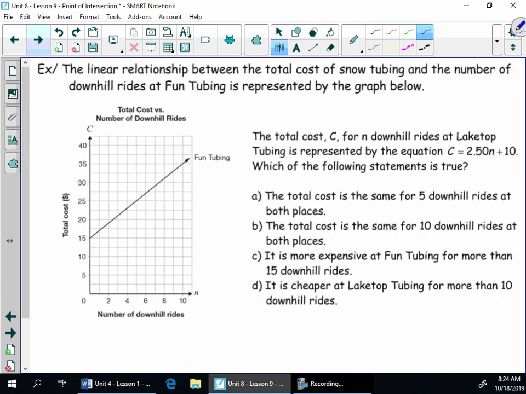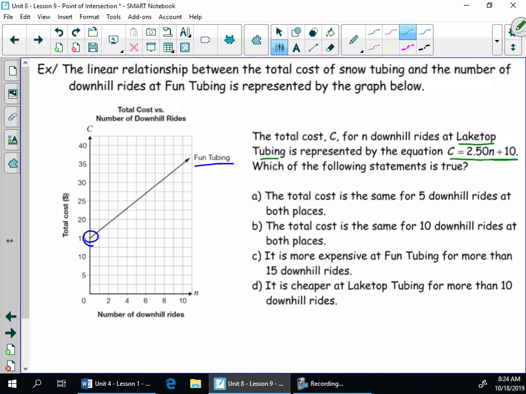Okay, we'll try one more example here. The linear relationships below between the total cost of snow tubing and the number of downhill rides at Fun Tubing is represented by this graph. Okay, so it looks like some sort of initial value, and then we've got some sort of rate going on. This is for Fun Tubing. The total cost for downhill rides at Lake Top, well, we've got a competing company here, is represented by the equation C equals 250N plus 10. Okay, which of the following statements is true?